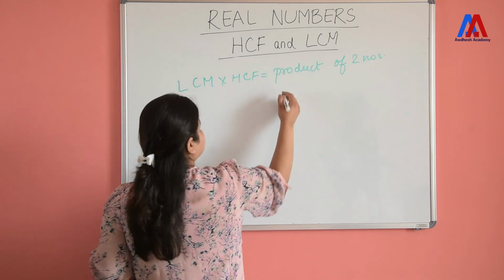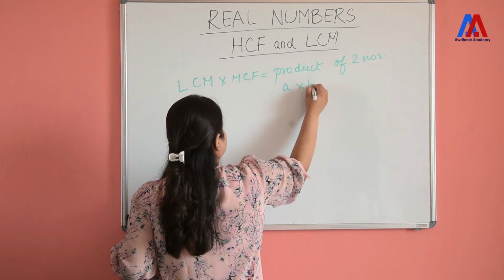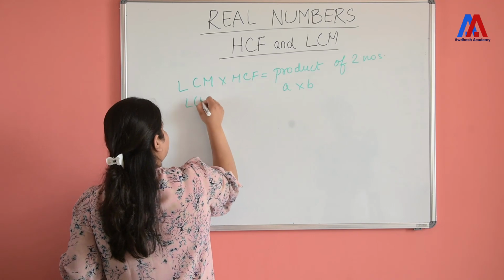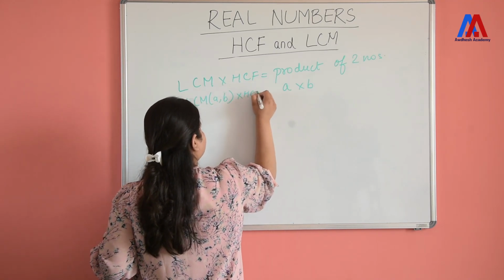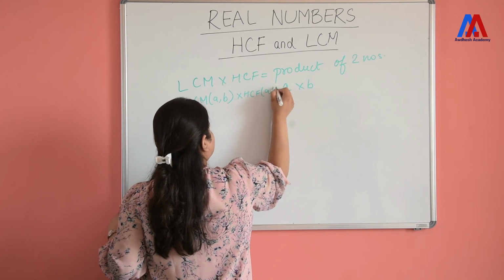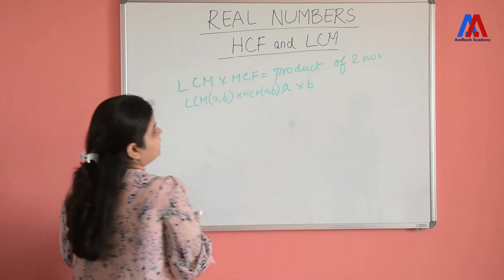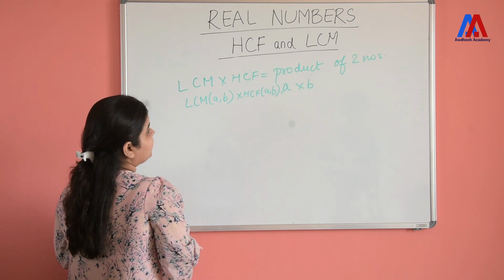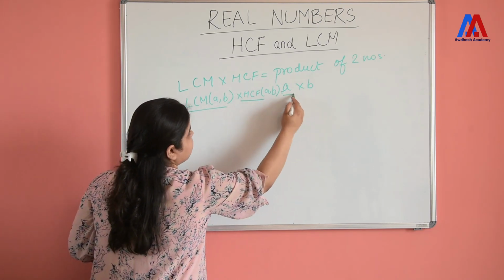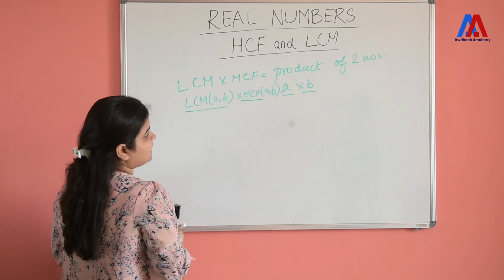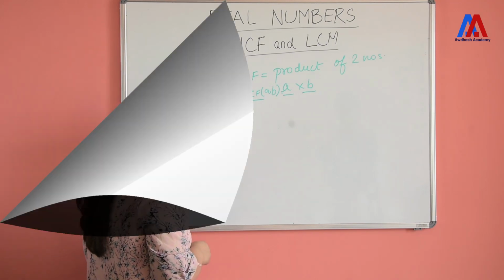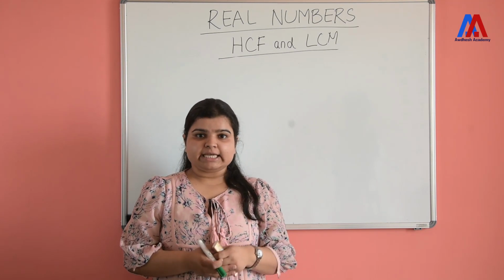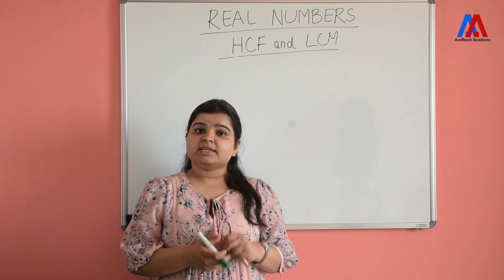Now let's suppose the numbers are A and B. So LCM of A and B multiplied by HCF of A and B will give you the product of A and B. So if any three of these given four quantities are given to you, you can find the other remaining unknown one.